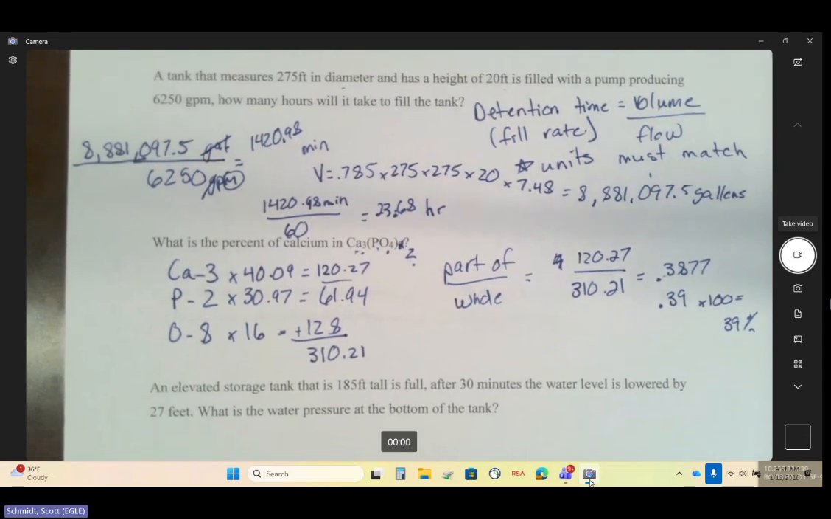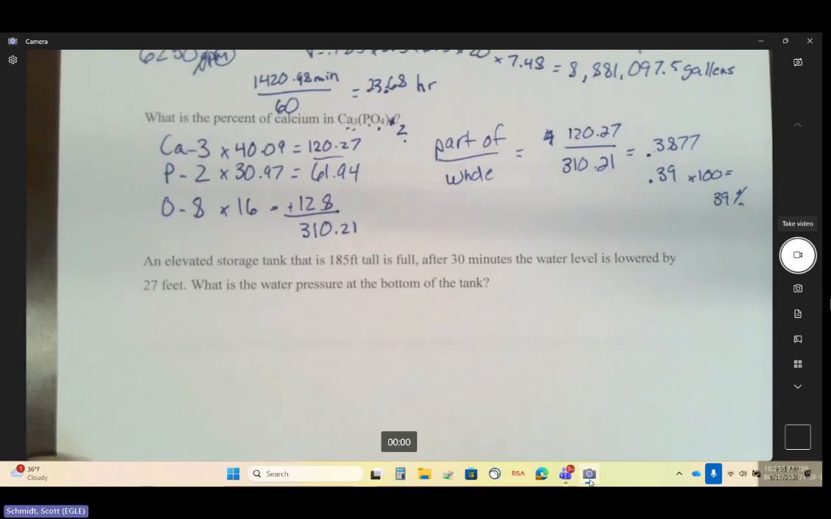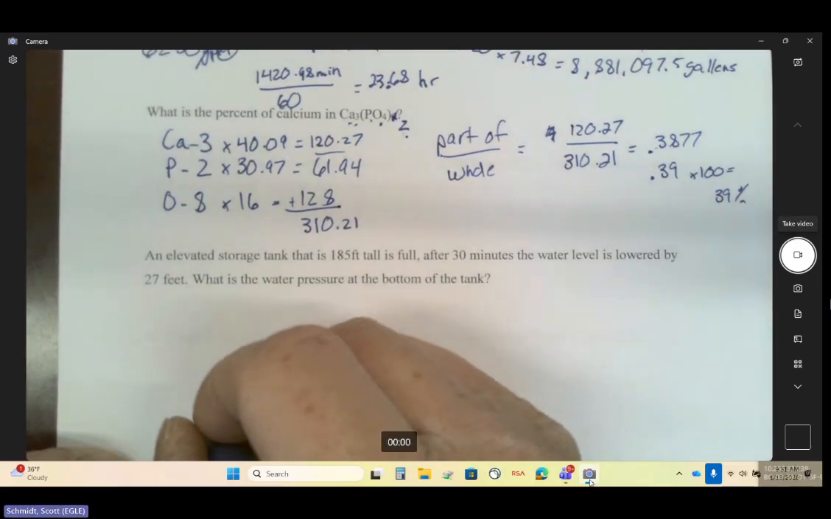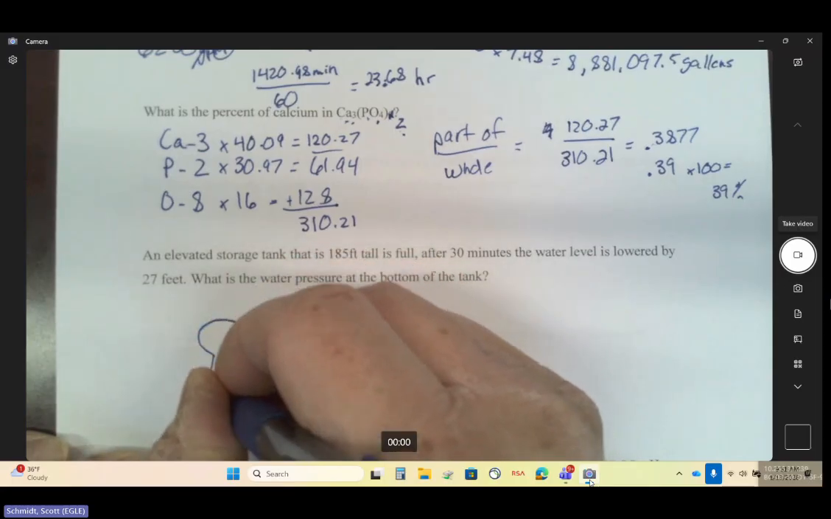The next is a hydraulic calculation. An elevated storage tank that is 185 feet tall is full. After 30 minutes, the water level has been lowered by 27 feet. What is the pressure at the bottom of the tank? Now, elevated storage tanks look something like this, right? Well, they have lots of different shapes anymore, to be honest.